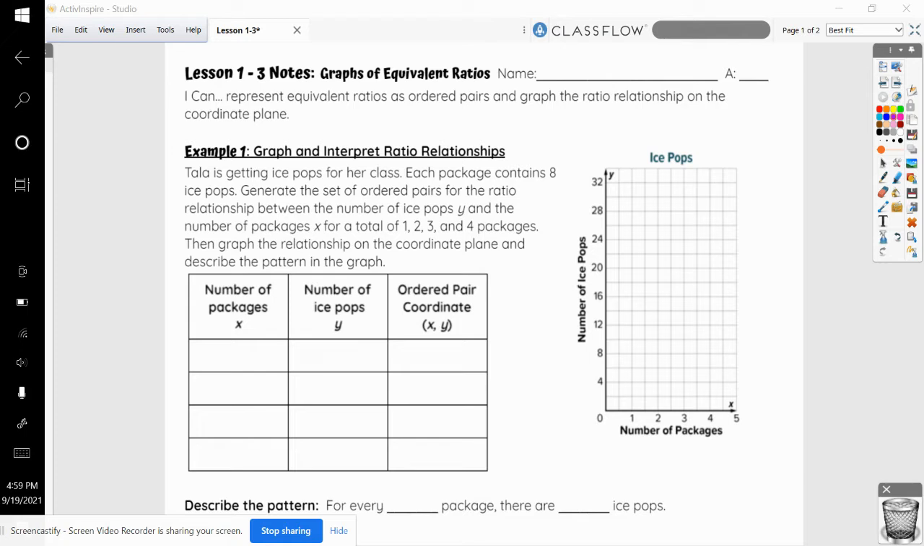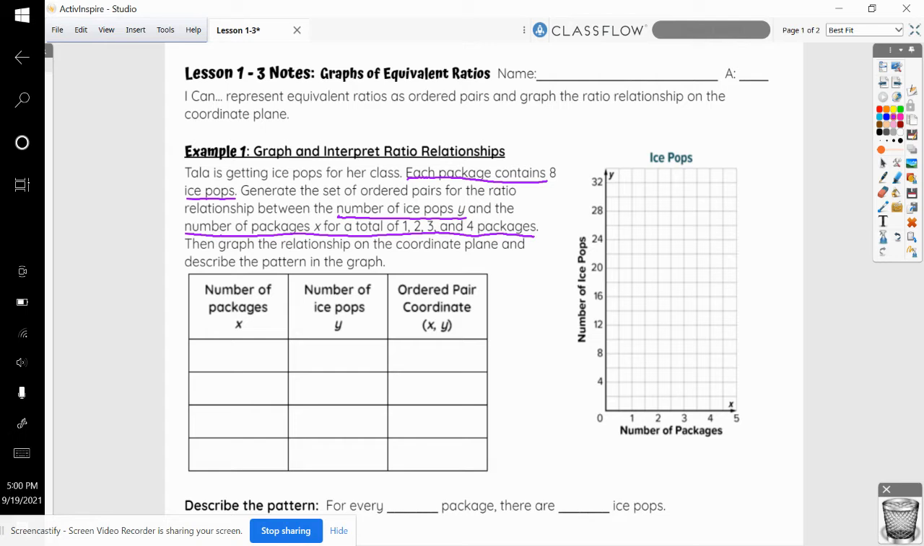So what we need to do first is we have to decide what's the important information. And so it says that each package contains 8 ice pops. And then we're generating the set of ordered pairs for the number of ice pops, y, and the number of packages, x, for a total of 1, 2, 3, and 4 packages. So a coordinate or ordered pairs have an x and a y coordinate.